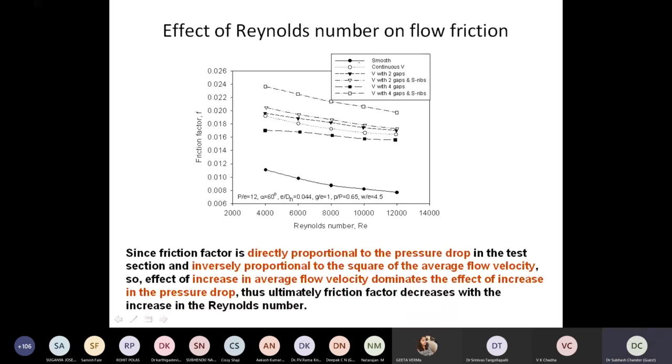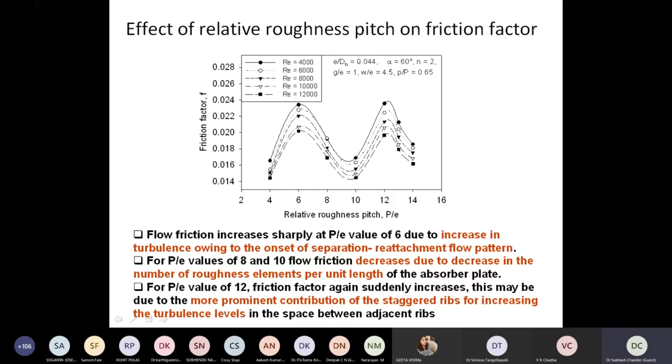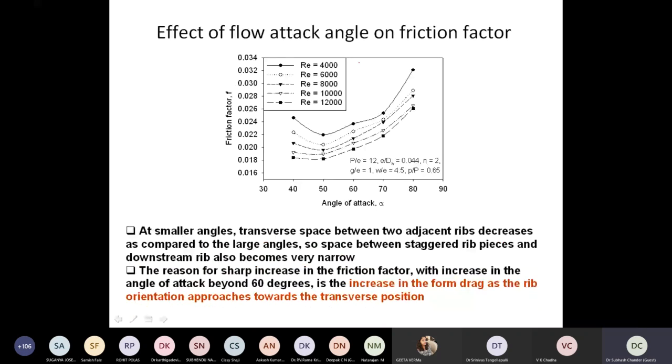So we could see for different pitch and for different angles. For alpha, f should be minimum. So what is required is that f should be minimum. But it's not only that. It's not like if friction is minimum and heat transfer is also minimum, that is the criteria, because we have to set a different criteria.